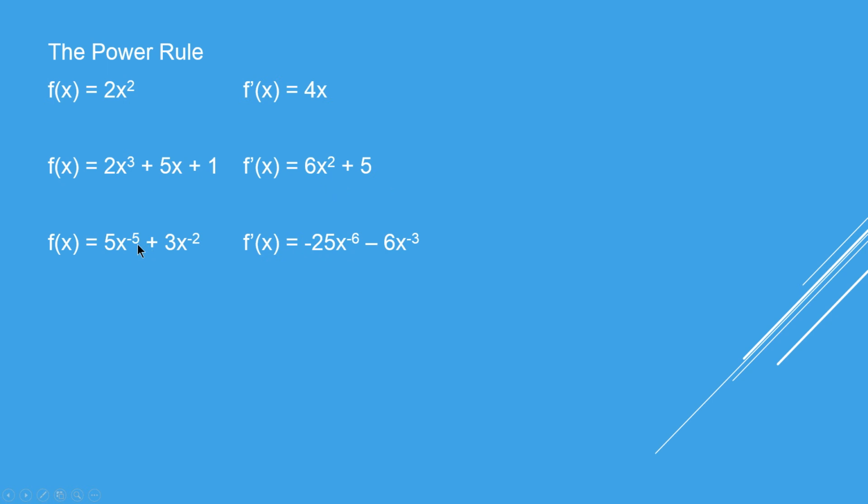Times x to the, well, minus 5 minus 1 is not minus 4, it's minus 6. We're still going down. And then likewise this one, minus 2 times 3, so we have minus 6x to the minus 3. That's all there is with the power rule. Really easy to use. It is the simplest, and it's sort of the backbone of everything you do with all of the other ones.